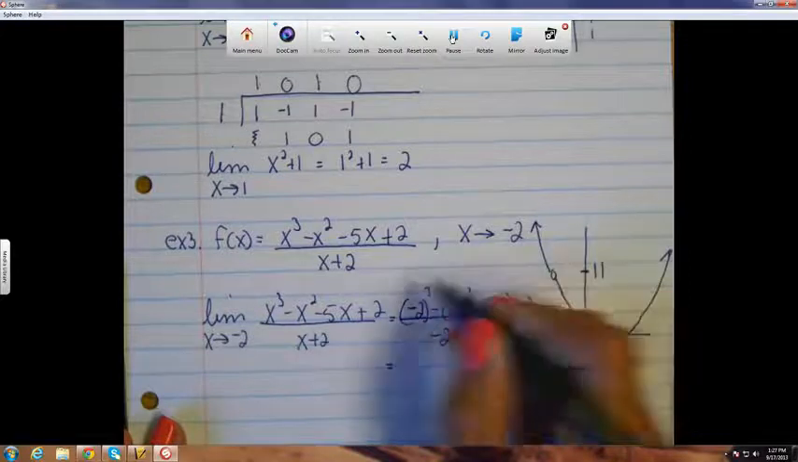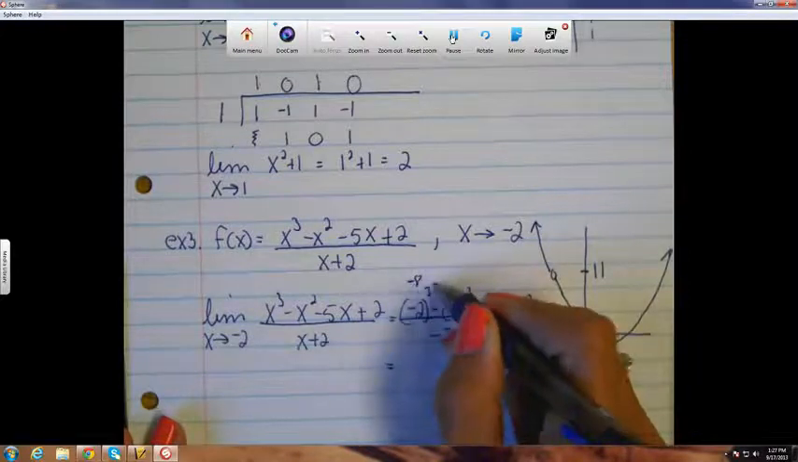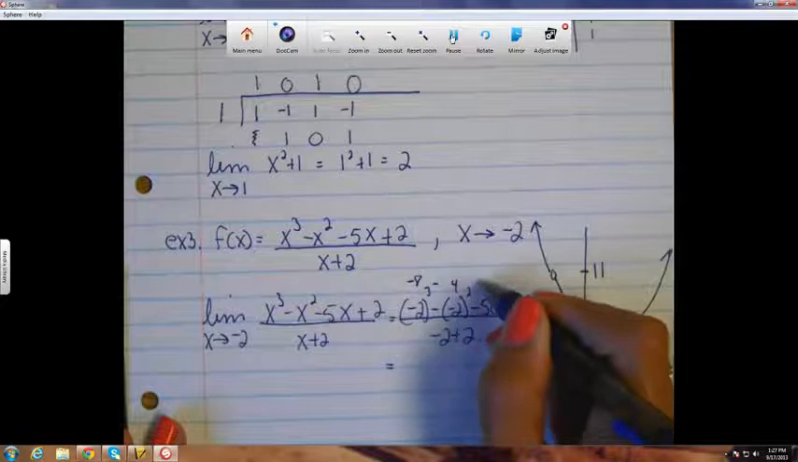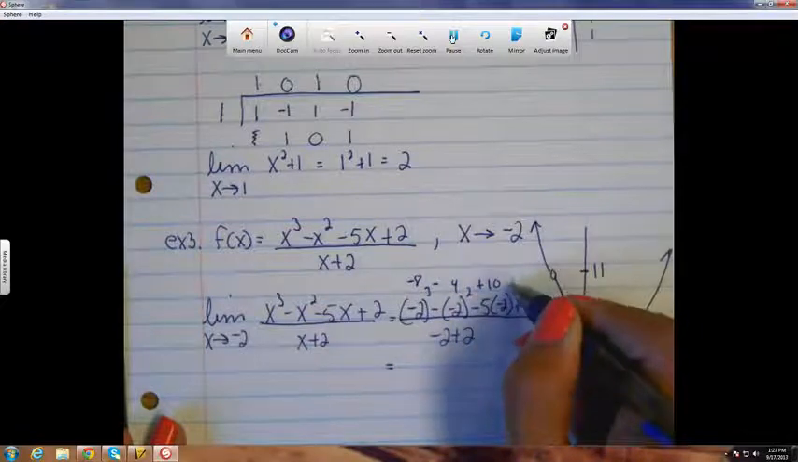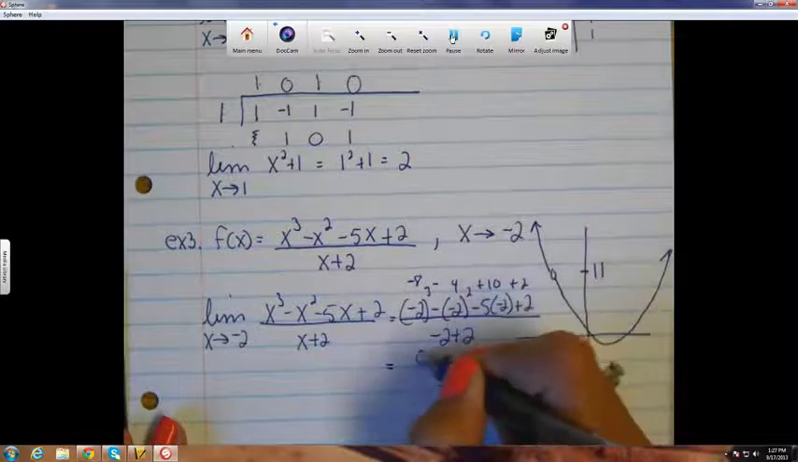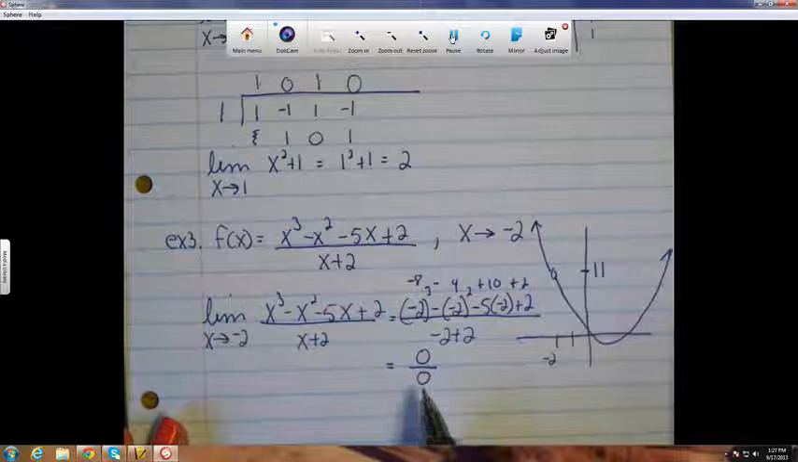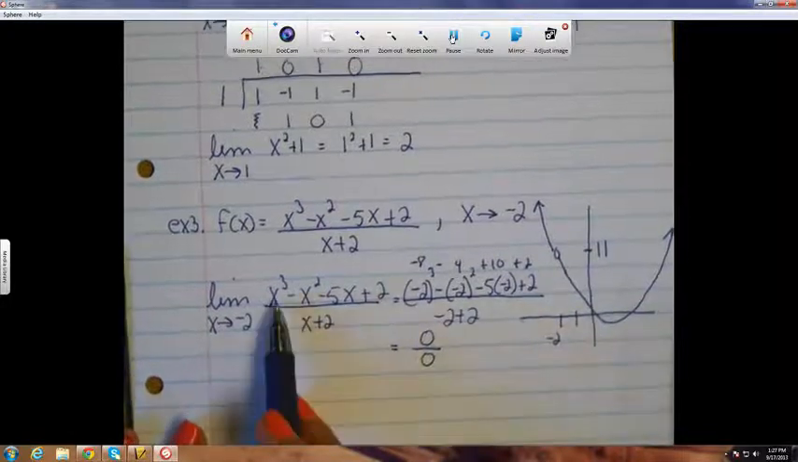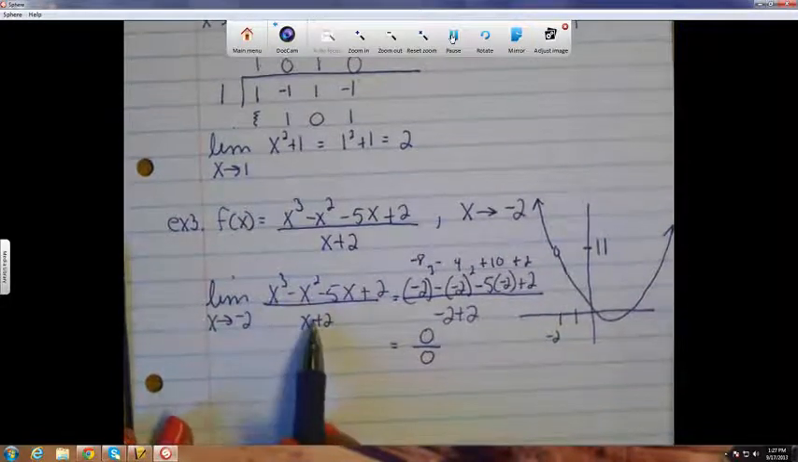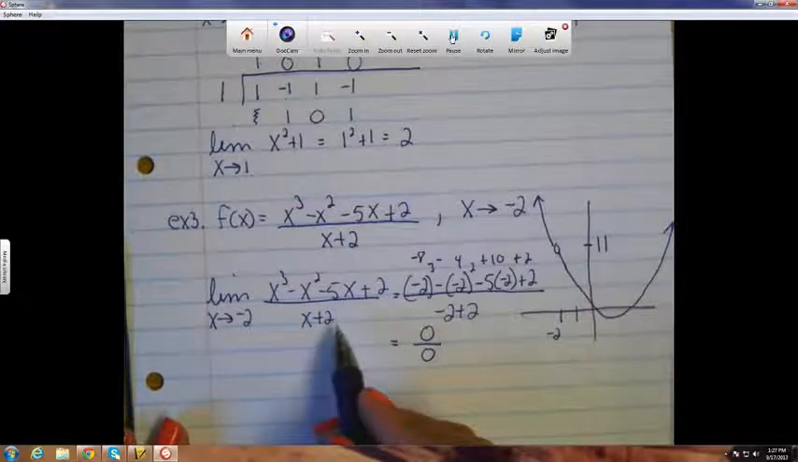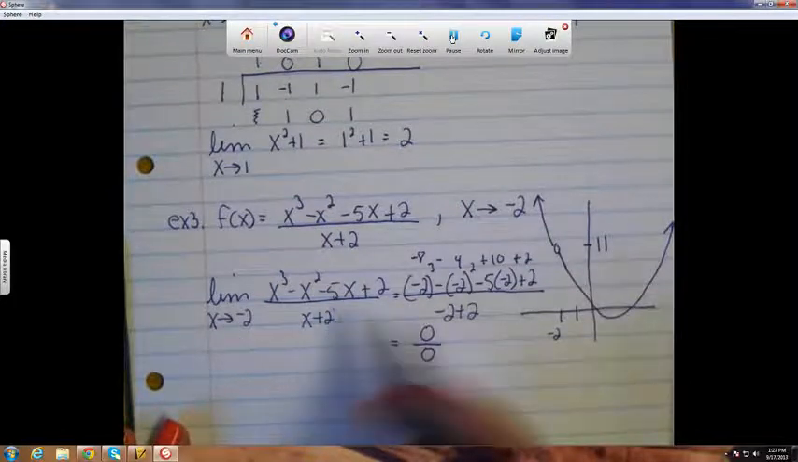Let's see, that's going to be -8 minus 4 plus 10 plus 2. That's 0. We get a 0. -2 plus 2 is 0. Okay, we know we can remove that with factoring. Because this is not a quadratic, we are going to do the synthetic division. So we take the opposite of this, -2.